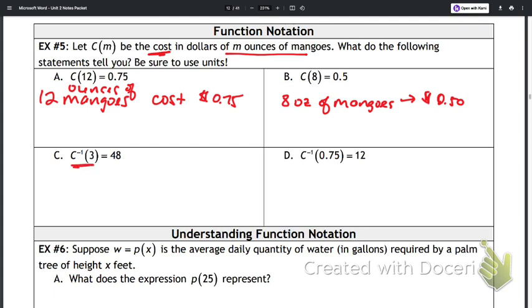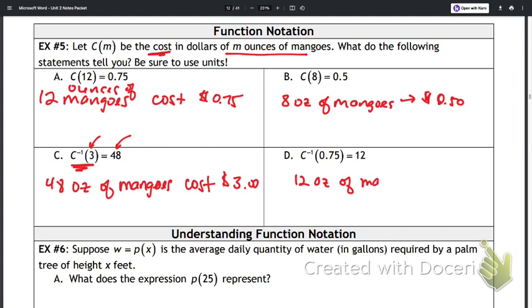Okay, so now we're doing the inverse. So it's the opposite of what we were doing before. So now this is your cost, and this is the ounces. So 48 ounces of mangoes cost $3, and 12 ounces of mangoes cost 75 cents, which we already got from our first example right here as well. It's just different ways to write the same thing.